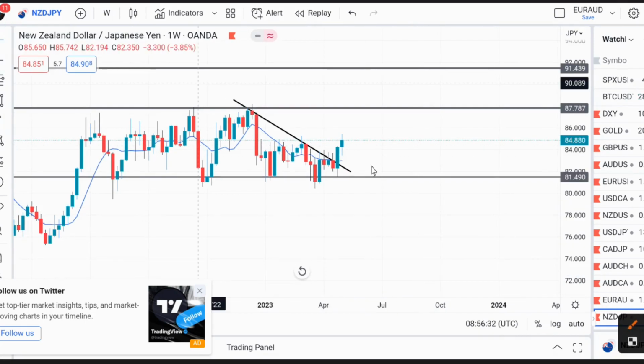So that's what I'm looking at on NZD JPY. So I actually see a retracement, then a move to 87.787. So any retracement you see on NZD JPY is an opportunity for you to look for an upside movement to 87.787, subsequently 91.439. So this is it in the weekly forex forecast for the week.